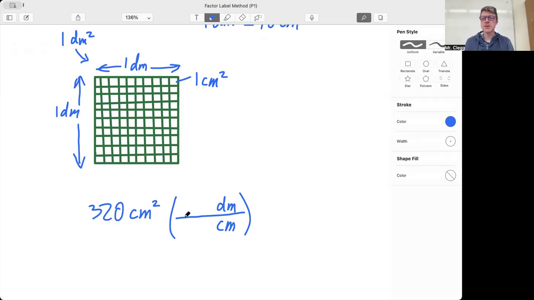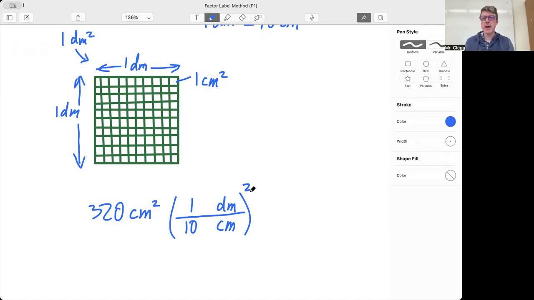How many square decimeters is that? And we're going to put the conversion factors in there for the not squared version. So there are 10 centimeters in 1 decimeter. Now we can square everything. This whole fraction is equal to 1, so we can square the whole thing.